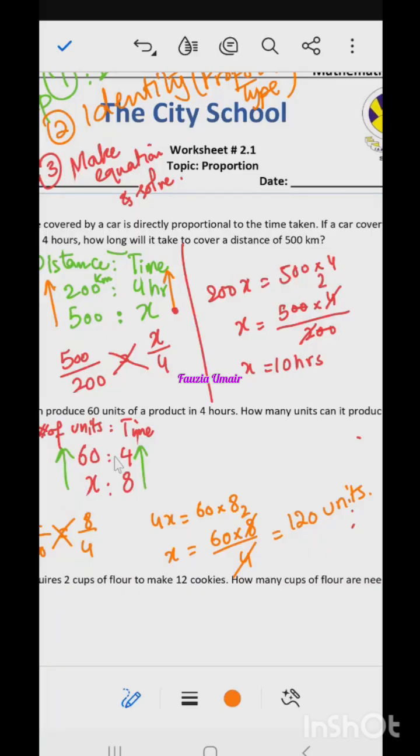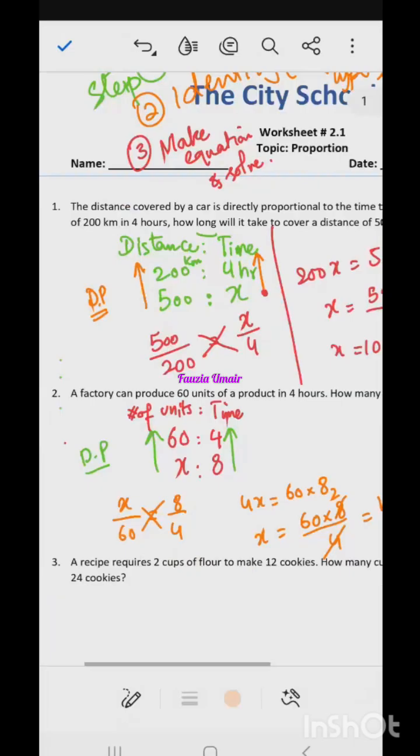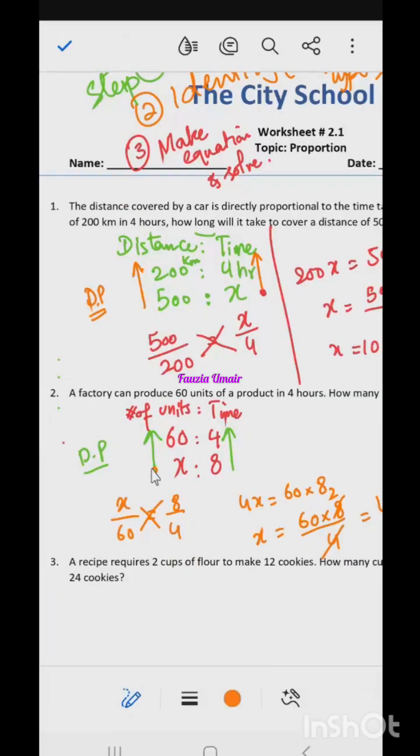ठीक है बेटे, any question in question number 2? मैम, ये 60 by x होना चाहिए था, x by 60 नहीं। मैम, जब हमने फ्रैक्शन में लिखा है तो आपने x by 60 लिखा है। बेटे, I'm following the direction of this arrow. X by 60, 8 by 4. You can write down 60 by x as well. अगर आप 60 by x करेंगे तो this will also be written as 4 by 8.